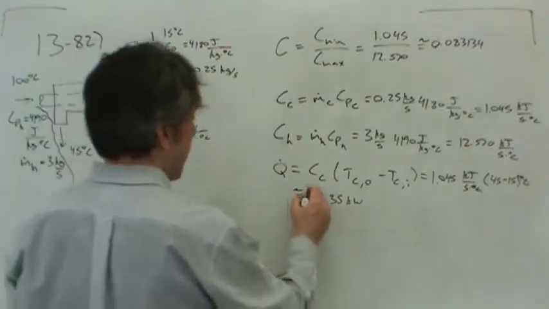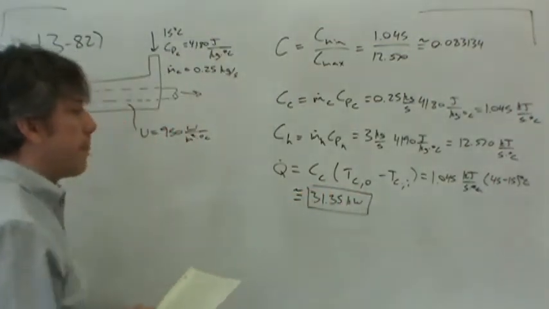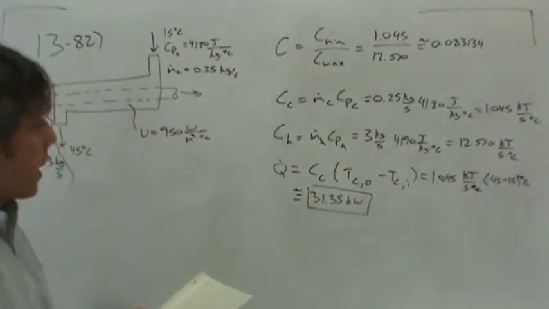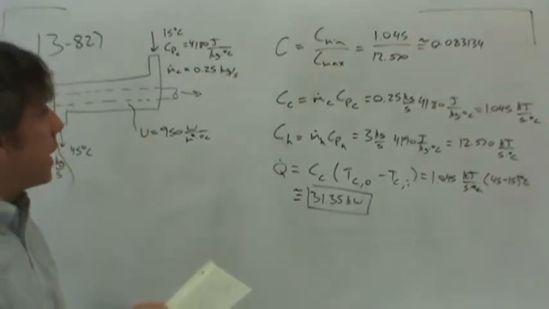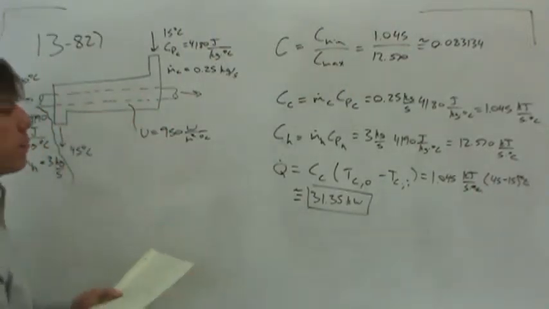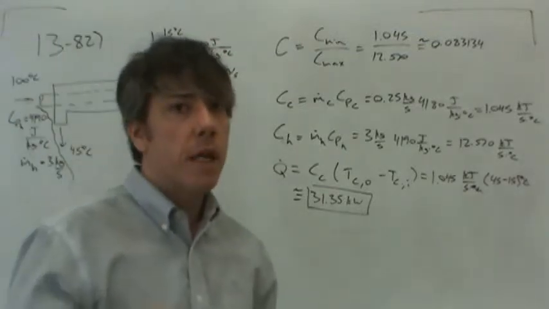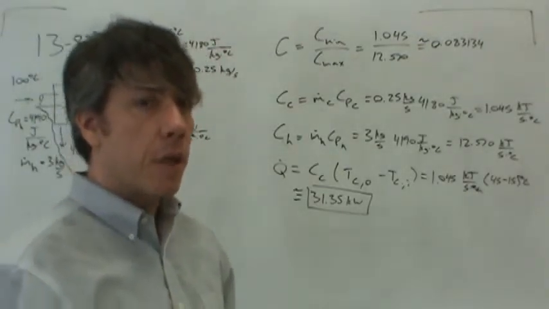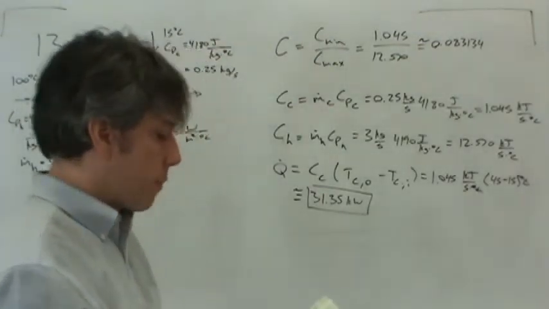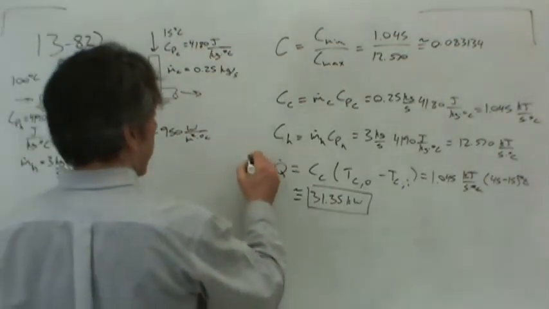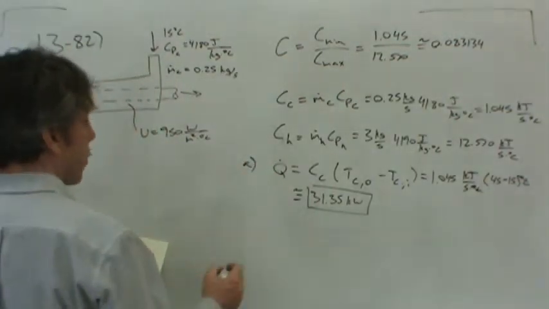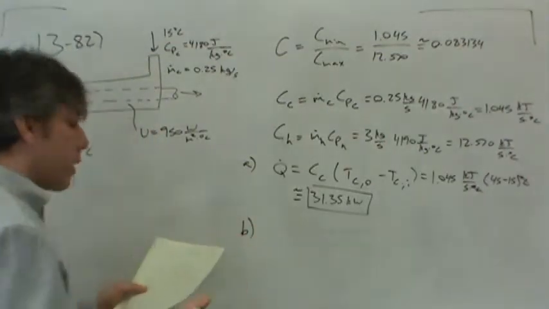Now we're supposed to find the heat transfer rate, so there we have it, but we're also supposed to find how much surface area is required for this heat transfer rate. Notice we were not given the size of this heat exchanger. We were not given the amount of surface area. So this is part A. We're done with part A. Part B, the question is, how much area is required?